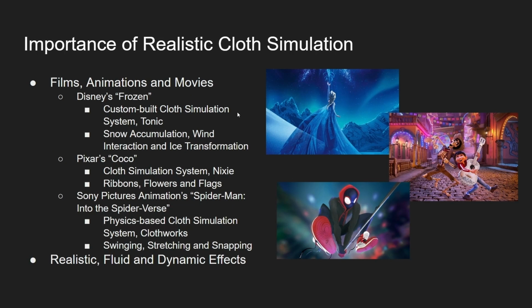Second example can be found in films, animations, and movies. And different movies, different companies have their own simulation techniques for cloth. So the first example is Disney's Frozen, and they have their own custom-built cloth simulation system called Tonic. And with this simulation system, they can create snow accumulation, wind interaction, and ice transformation. There are also two other movies and two other different simulation techniques. And with these different simulation techniques, realistic, fluid, and dynamic effects can be incorporated in such movies.